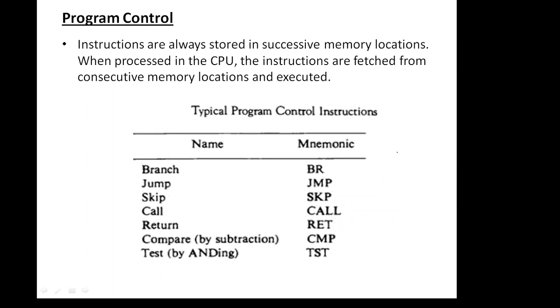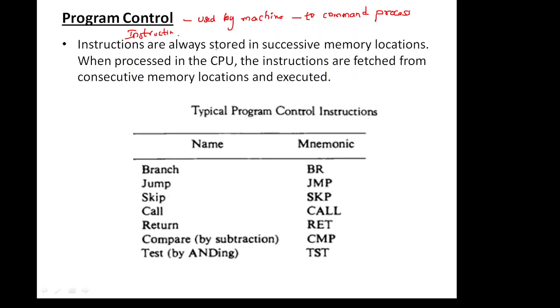These program control instructions are of different types. Program control is used by the machine, for what purpose? To command the processor to act accordingly. We can't command the processor directly. Through some program control instructions, we have to command the processor.